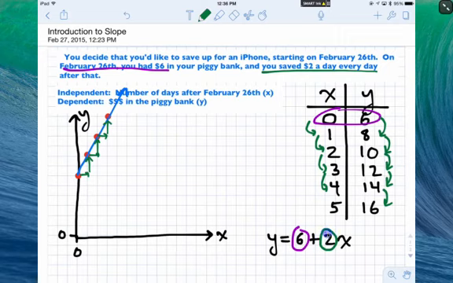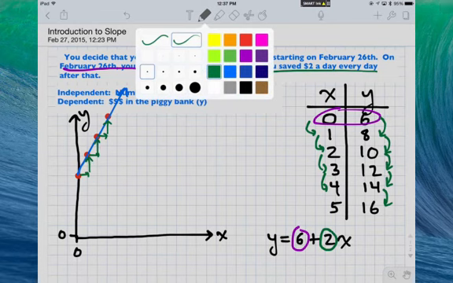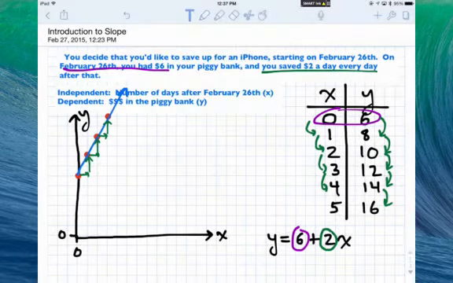And so I think that this 2, the rate at which you are saving, the rate at which our piggy bank amount goes up, determines the steepness of this line, or dare I say, the slope of this line. Interesting. And I want to give you first a really formal definition of slope, and then one that we're going to use a little bit more as well.